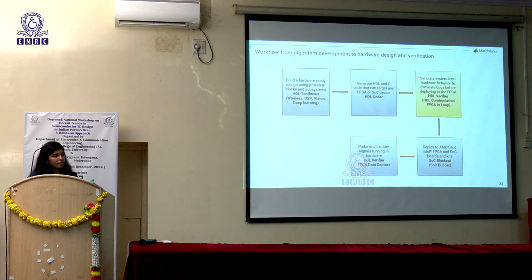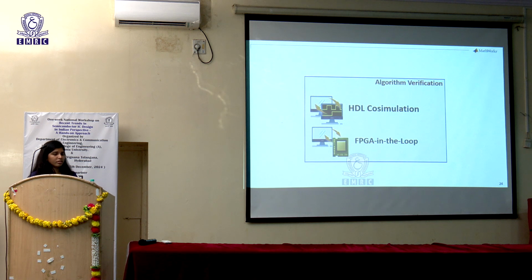It's all automated. Now I have generated my HDL code, and now what do I do? From the Simulink model, I generated HDL code, and how do I be sure that my HDL code is working fine? You can use HDL Verifier, which gives you two ways to verify your algorithm or the generated HDL code: HDL co-simulation or FPGA-in-the-loop.